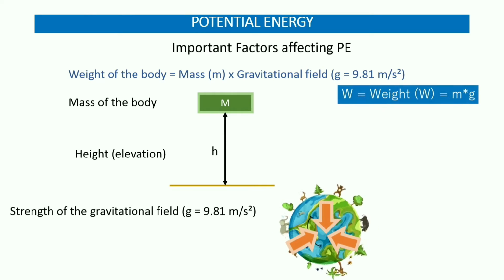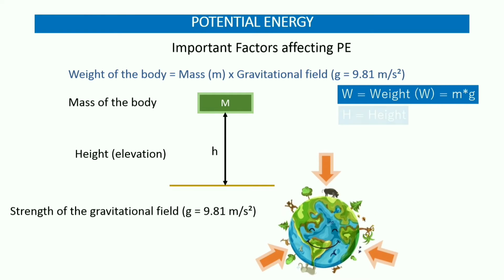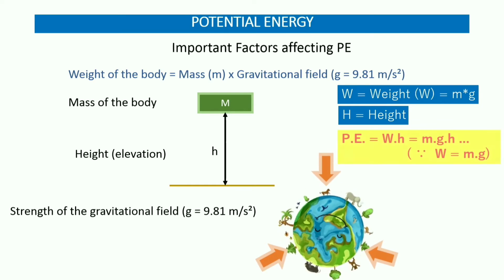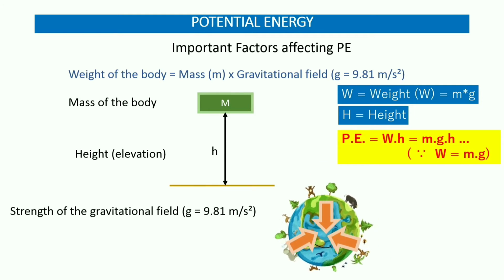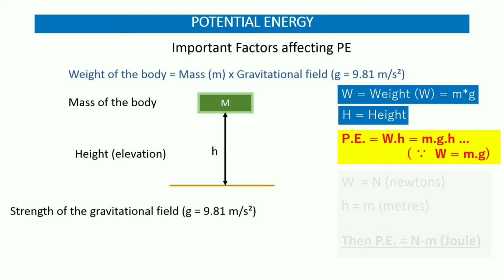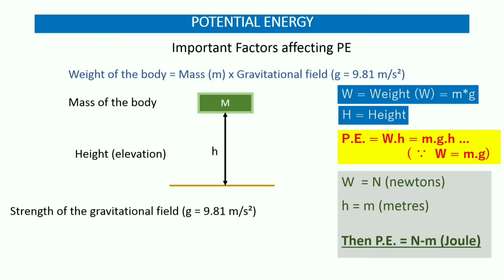Let W be the weight of the body and h the distance through which the body falls. Then potential energy PE is equal to weight times height, PE = W × h. It may be noted that when weight is in newtons and height in meters, the potential energy will be in newton meter.